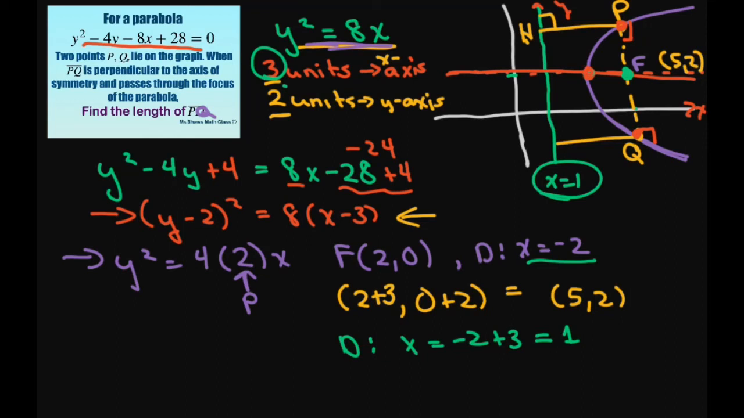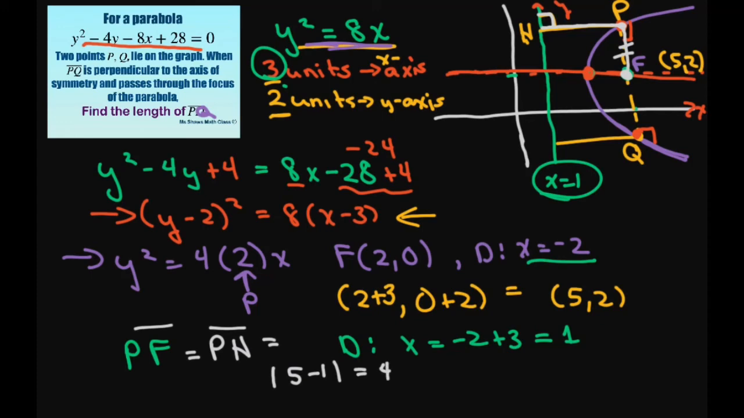So now that you have that, we can look at PF. So we have PF here equals PH by definition of parabola. So when you go from the focus to some point, that's the same distance from that point to the directrix when you make a right angle here. All right, so that's going to equal the absolute value of 5 minus 1, which equals 4.